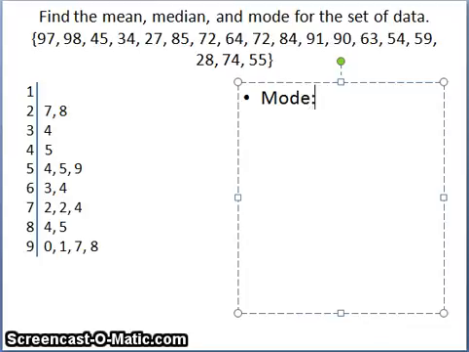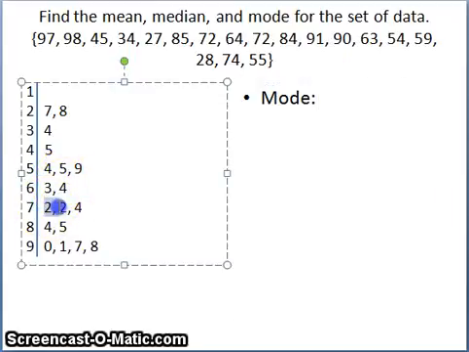Now, I'm going to start with the easy ones. There's no reason why you have to find the mean first. So, the mode. Which one is the most common? Well, I look at the leaves and I say, well, look, that's 7 and 8, those are only once. 4 and 5, only once. 4, 5, 9, only once. 3, 4, only once. 7 gets a 2 and a 2. So that's got to be the mode, 72.